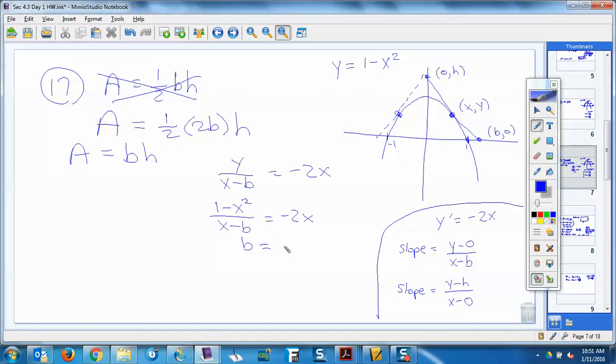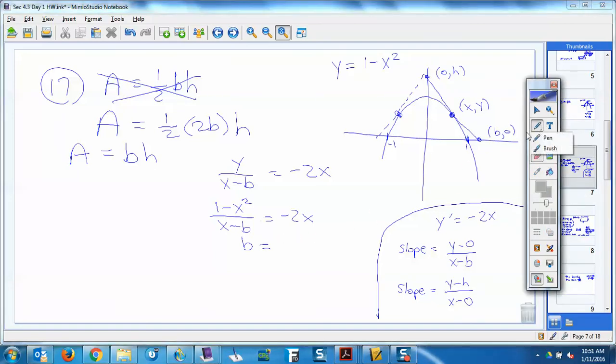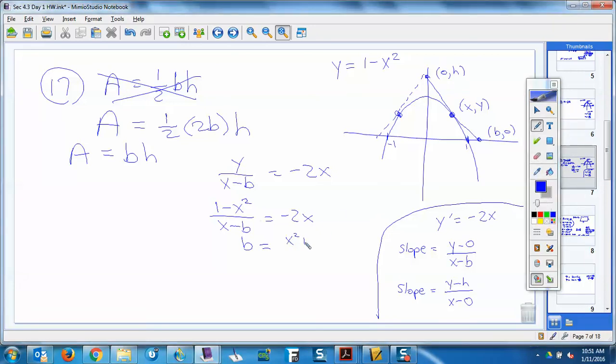Emily, what do you got? 3x squared minus 1 over 2x. That's it? 3x squared. For some reason that didn't work. I got x squared plus 1 over 2x. Yeah. Say that again. x squared plus 1 over 2x. Did you have a plus somewhere instead of a minus? Maybe. Oh, I probably mixed up the negative.